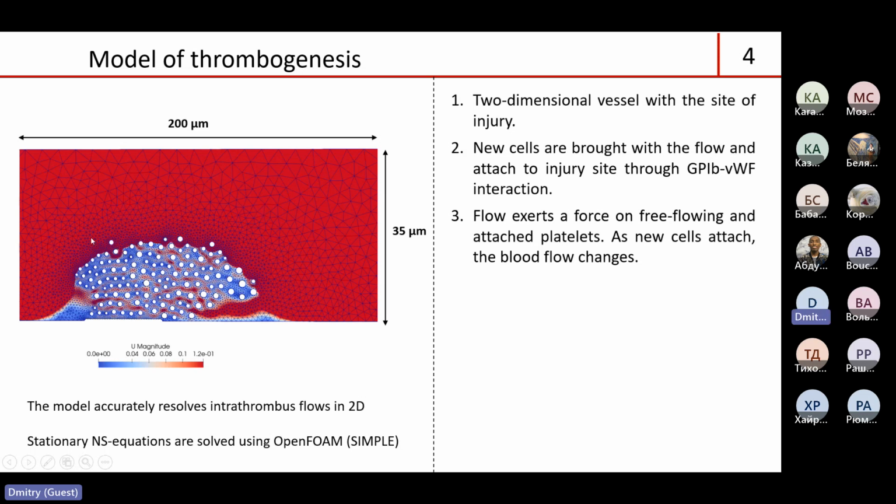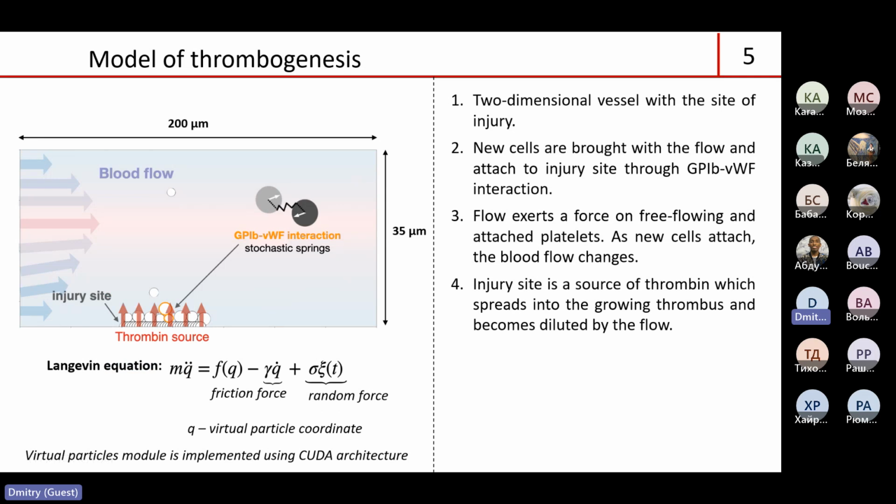Here you can see an example of the stationary solution of Navier-Stokes. To do that, we use OpenFOAM, and we use Gmsh to build this mesh. You can see that in this case, we accurately reproduce the intra-thrombus flows in 2D. The mesh is rather detailed inside the thrombi, but for a given geometry, we calculate hydrodynamics once, and then we calculate the forces which act on each platelet, and then calculate the dynamics of platelets. If some platelet changes its position, we recalculate the flow. So this is the idea for the hydrodynamics model.